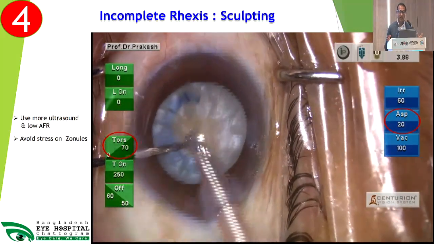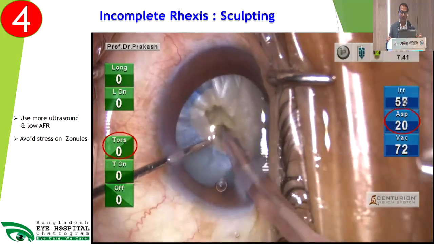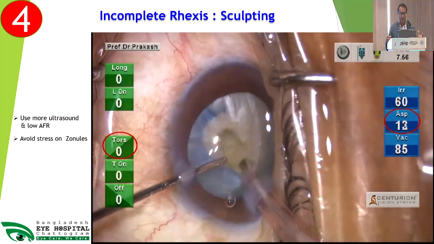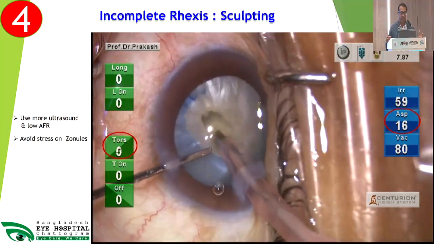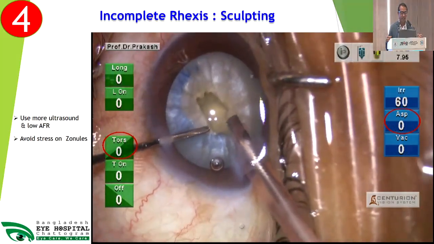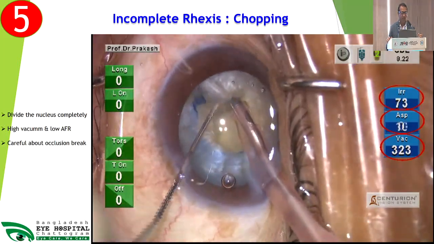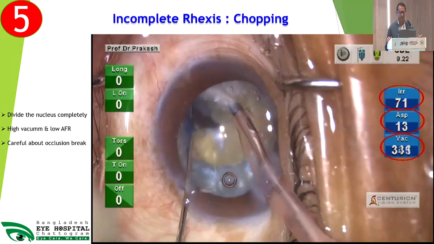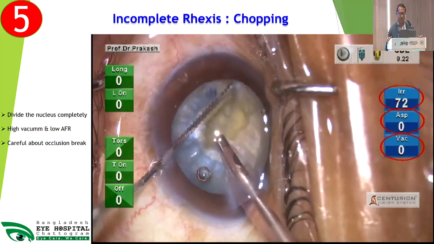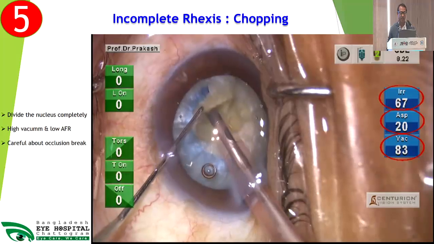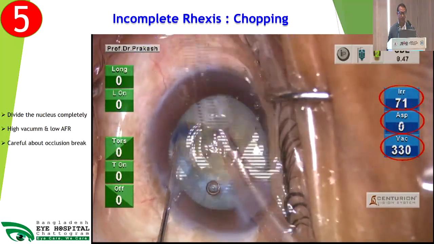And deep sculpting is the prerequisite to divide the nucleus into multiple small fragments. Using more ultrasound with low irrigation pressure and a correspondingly low aspiration flow rate is crucial to avoid stress on the zonules. And chopping should be done very carefully with high vacuum and low aspiration flow rate. Here I am using a stop and chop technique to divide the nucleus. And complete anterior-posterior division of the nucleus is very crucial to emulsify the fragments in the posterior plane.